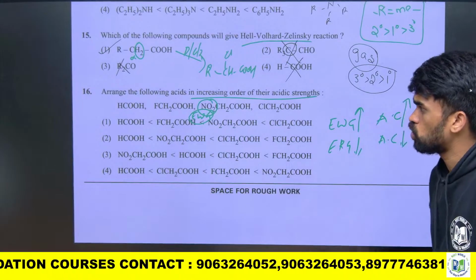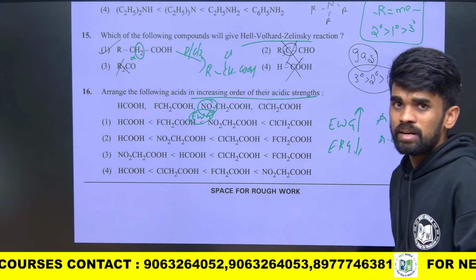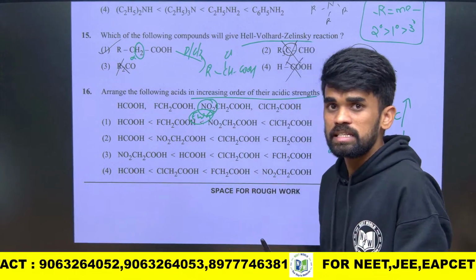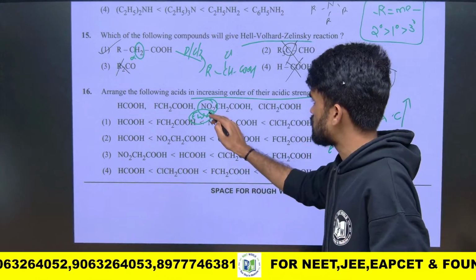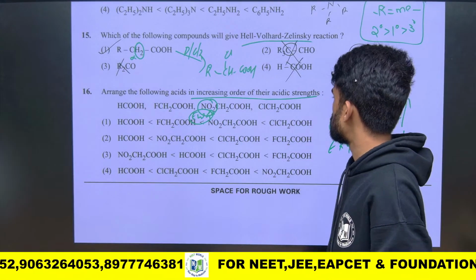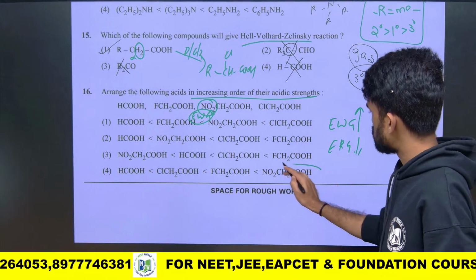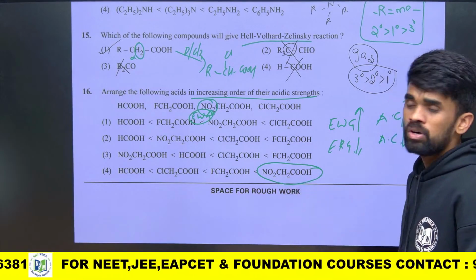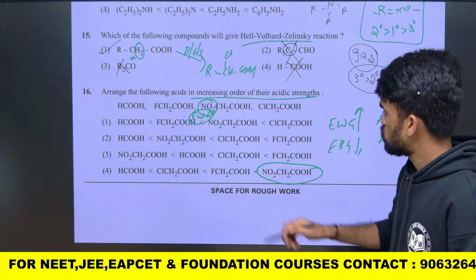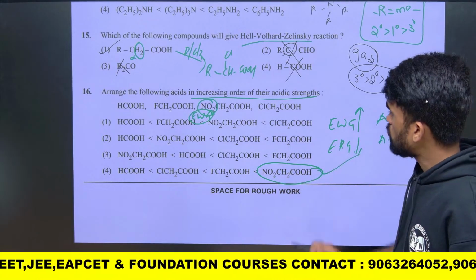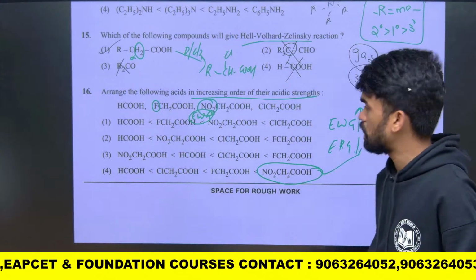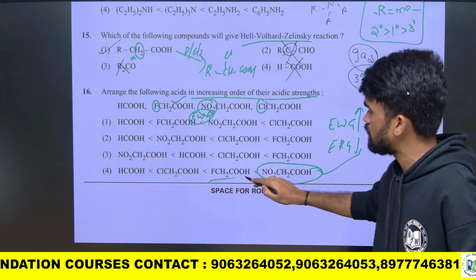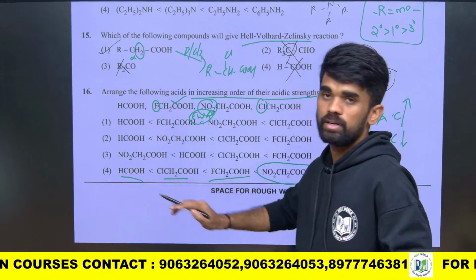Here we have nitro group, fluorine, chlorine. These are minus I groups, which are nothing but electron withdrawing groups, so they increase the acidic nature. This is strong minus I, so it has more acidic nature. In which option do we have it? Only in option 4 do we have the maximum acidic character, for the nitro group containing carboxylic acid. So this will be the most appropriate. After this, we know fluorine is more electronegative than chlorine. Therefore, this is a stronger electron withdrawing group than this one. I hope this is clear.